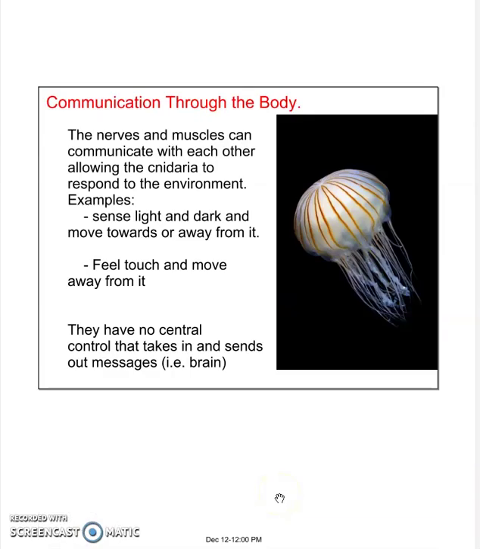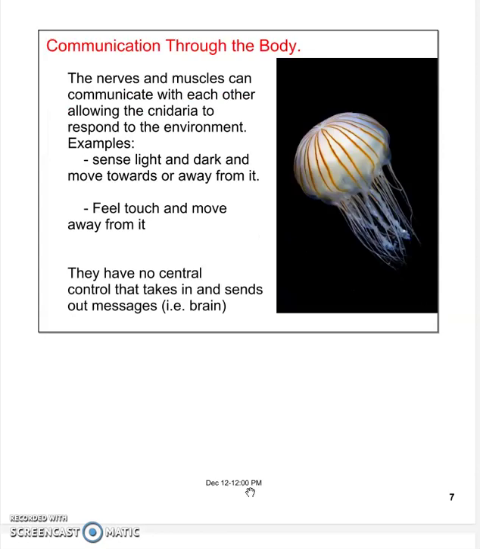Communicating through the body was not something we talked about, so you may want to pause this slide and get this information down. Cnidaria have nerves and muscles that can communicate with each other. They can sense light and dark, they can move towards it, they can feel touch and move towards or away from that touch. So they do have an ability to communicate from one area of the body to the other, but they don't have any central control. They don't really have a brain.